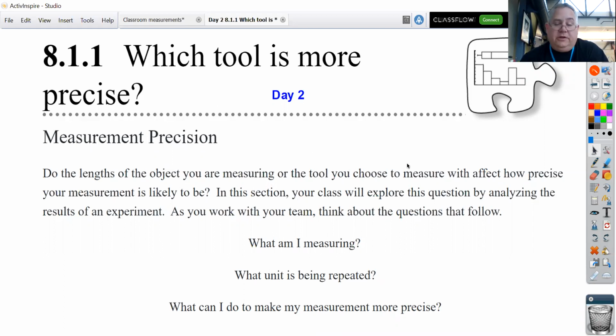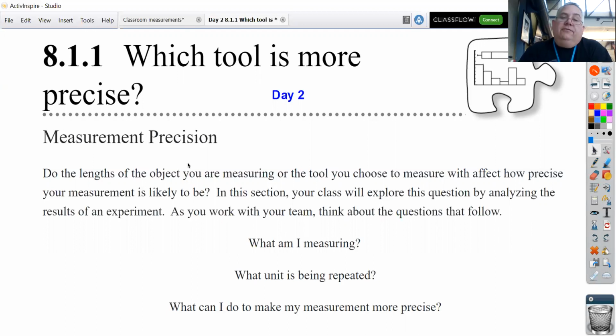If you remember from yesterday, we measured the length of the classroom along the window wall with a tape measure and with a 12-inch ruler. The 12-inch ruler was like a normal ruler. The tape measure was 120 inches long. And we want to see which one is the more precise tool.